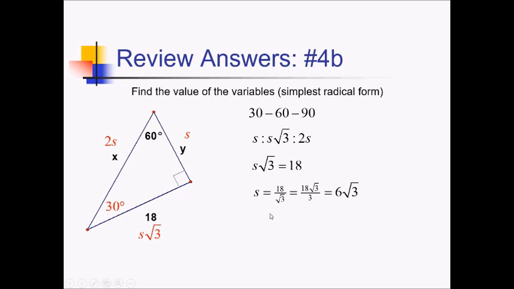Now I go back and figure out what x and y equal using that value of s. So we said here that x equals 2s because that's the 2s side of the triangle. So that means that x equals 2 times that s value of 6 radical 3. So that means x equals 12 radical 3. So 1 down, 1 to go. Now y, it looks like, we labeled with the s expression. So y equals whatever s is. And fortunately, we already found s up here. We found that it was 6 radical 3. So that is also the value of y.